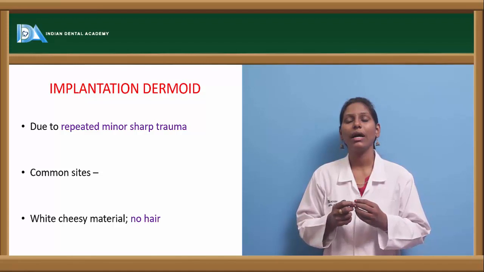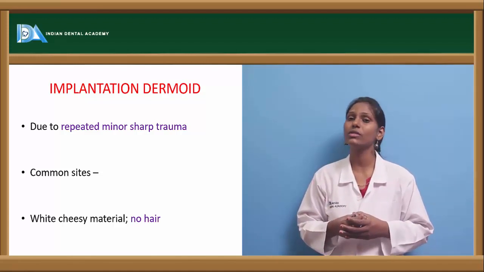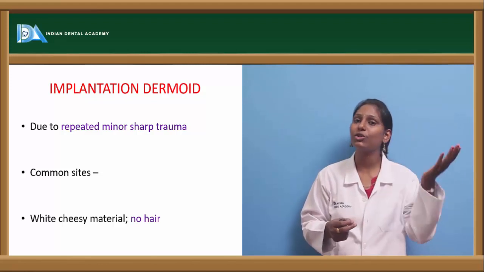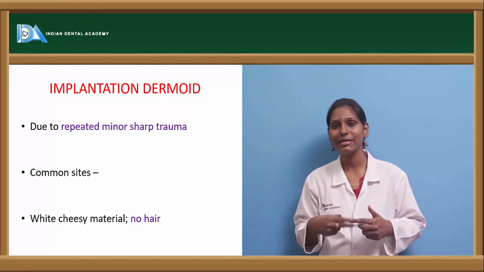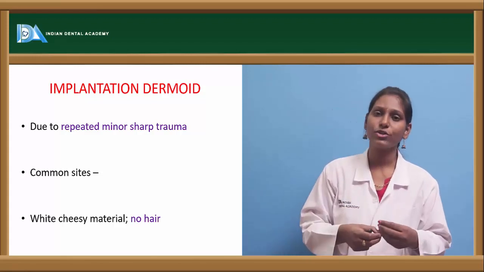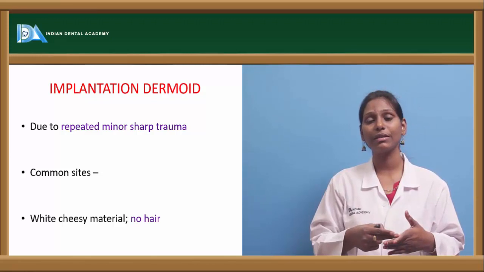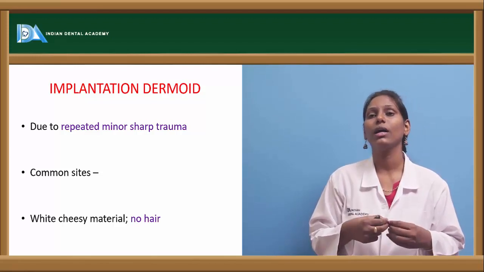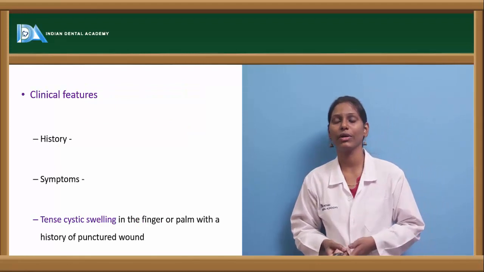Usually, as we said, the history could be a repeated minor sharp trauma. Most of the time patients tend to forget what happened. So by eliciting the history, properly asking the question, is there any trauma, or how did this happen, what was the incident that happened before developing this cyst, could give us a proper insight into whether it is an implantation dermoid or some other dermoid cyst.